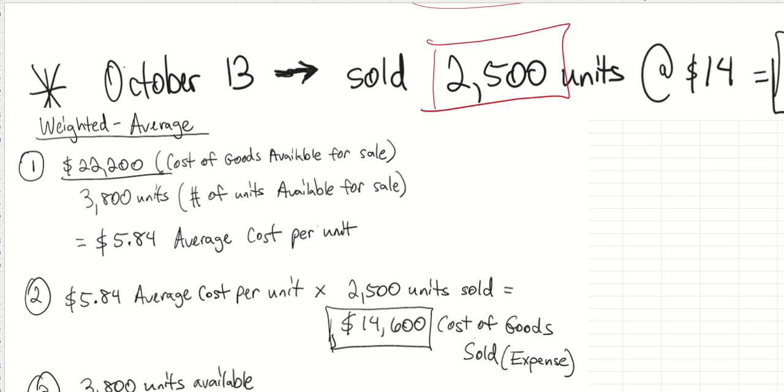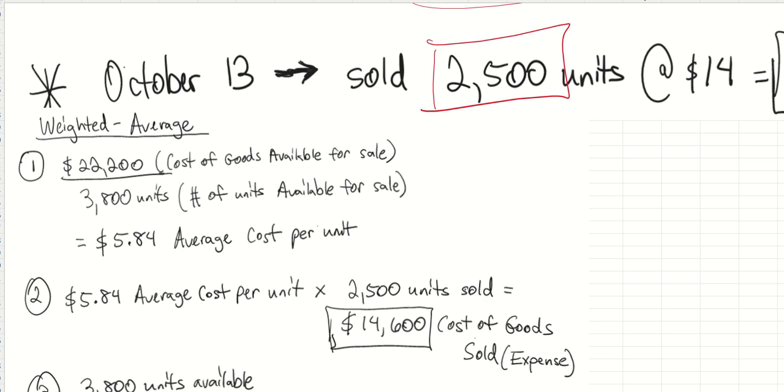To get your average cost per unit, I just rounded it to the nearest 2 decimal points. When you take 22,200 divided by 3,800, that should give you $5.84. So that's the average cost per unit, and that is step one. You need that before you can move on to step two.